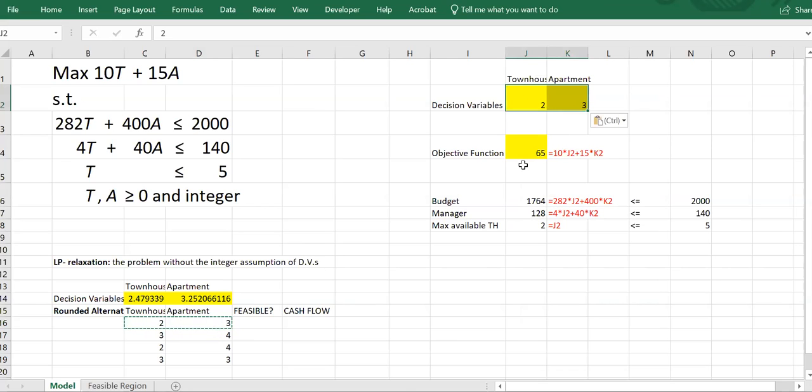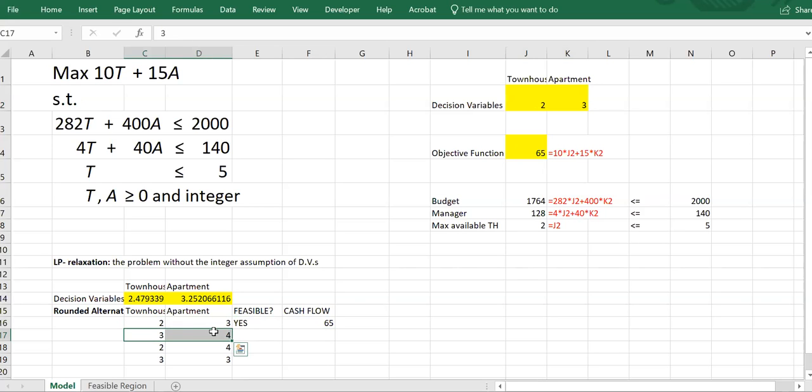So the cash flow is going to be 65, which is definitely less than my original value of 73. All right. And I can see that all my constraints are satisfied. So it's below the budget. The manager is not spending more than 140 of its limitation. It had a maximum of 140, but it's using 128. And then we're only buying two, which is definitely less than five. So it is feasible with a cash flow of 65.